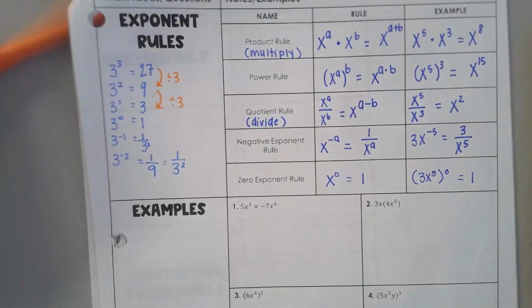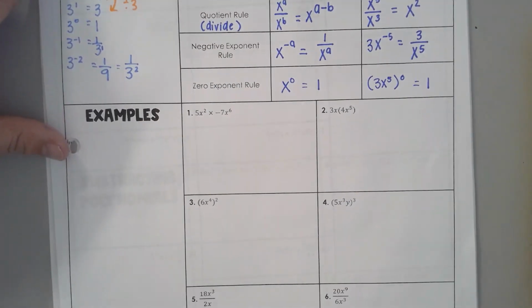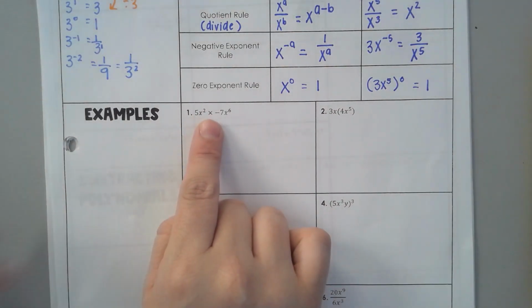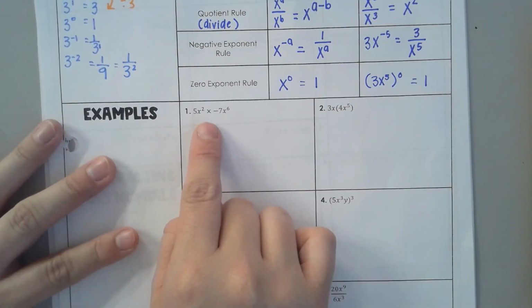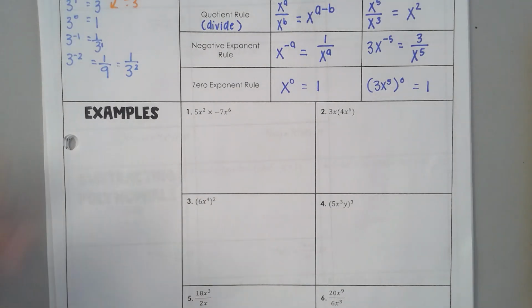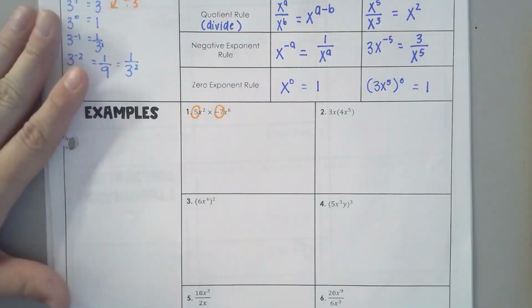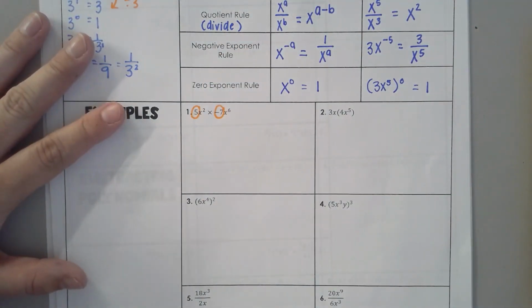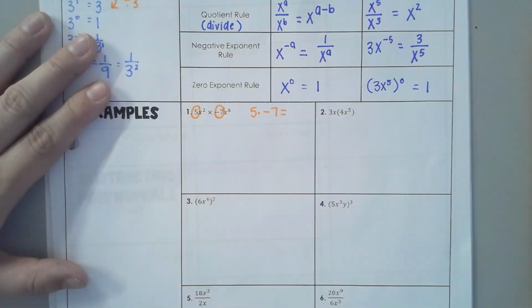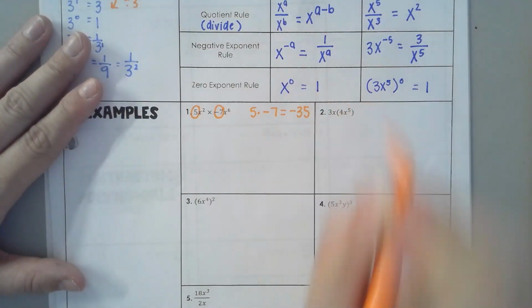So we're going to do some examples with these rules. So the first one, I am multiplying. I have 5x squared times negative 7x to the 6. When you multiply, if there are any numbers in the front, you still multiply those like normal. So we still do 5 times negative 7, which is what? Negative 35.